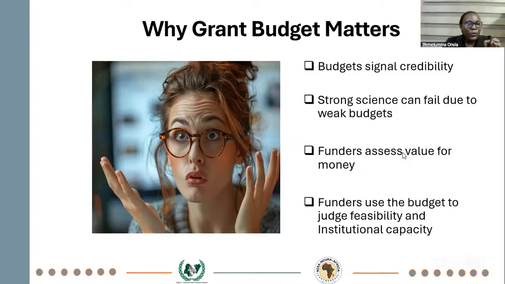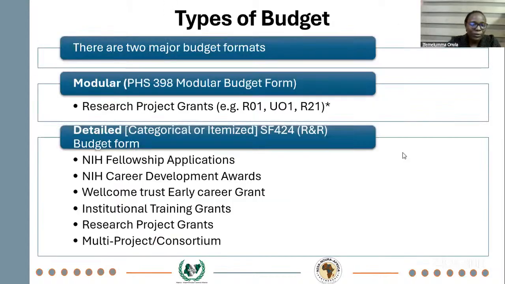There are situations where you have a very good idea, the scientists will have a very good idea, but because the budget is not able to convey those ideas in realistic terms, then those funders will not trust you to fund you. We have two major budget types. We have the modular budget and the detailed budget.